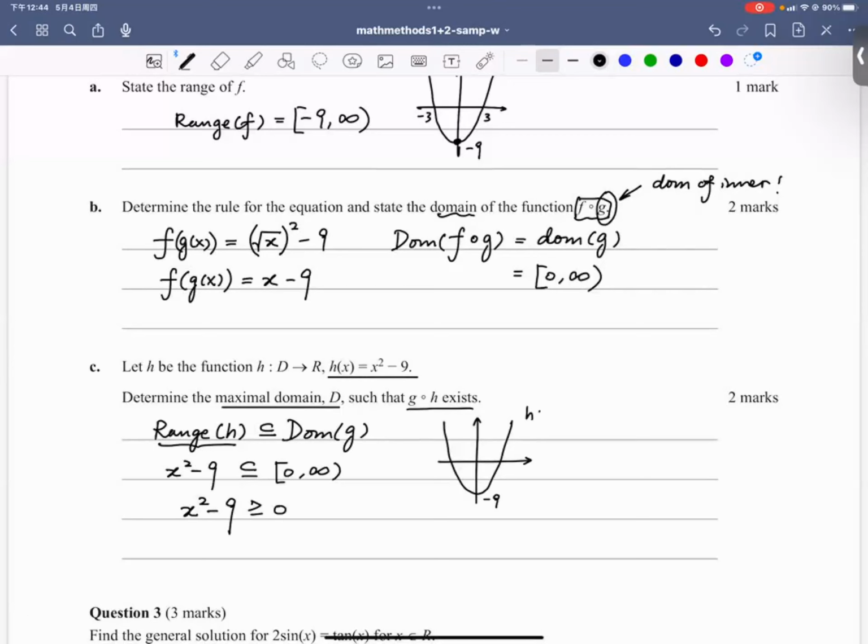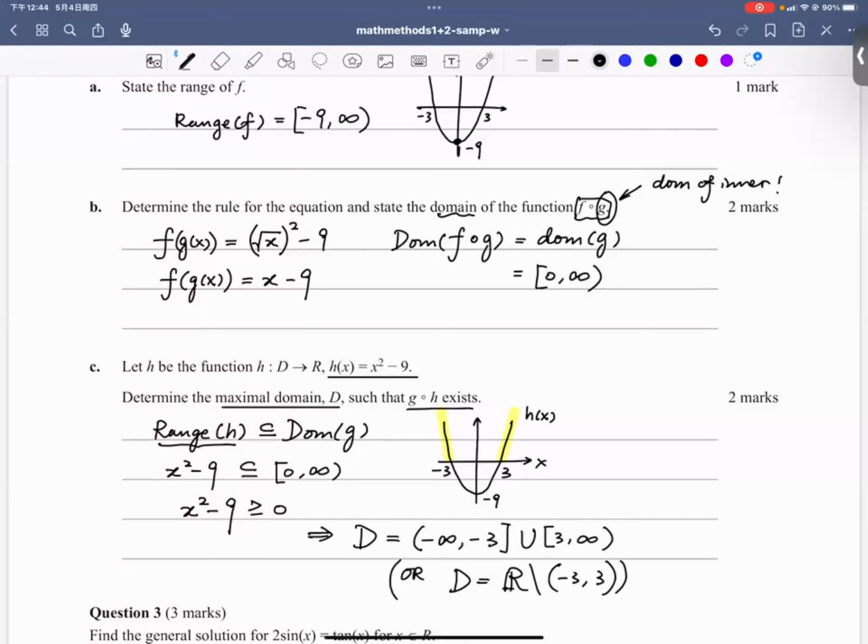We'd like this function h of x to be greater than or equal to 0 for these two parts, at or above the x-axis. So your maximum domain will be negative infinity to negative 3, union 3 to positive infinity. Or if you wish, you could write it as all real numbers except for open bracket negative 3, 3 open bracket. Okay, this is another equivalent answer, but you need to make sure the close or open brackets are correct for the interval notation.